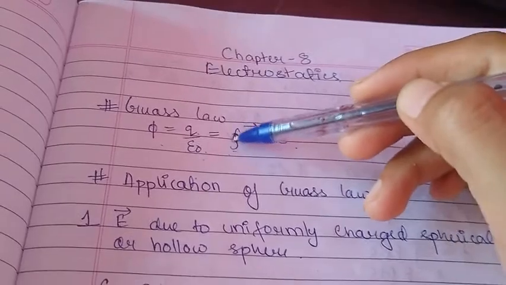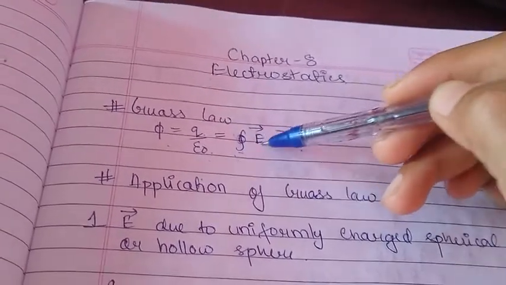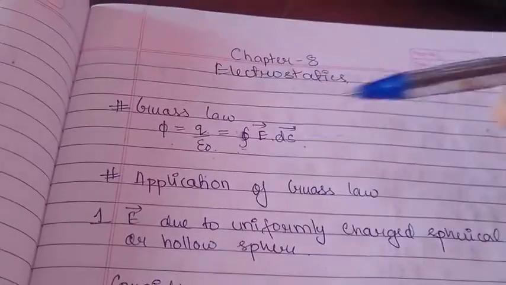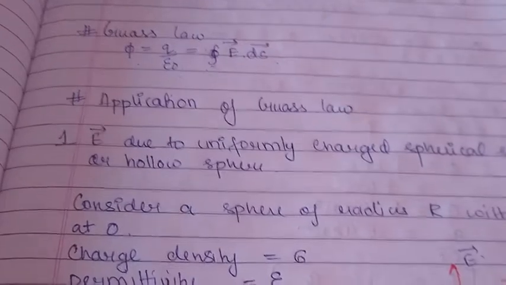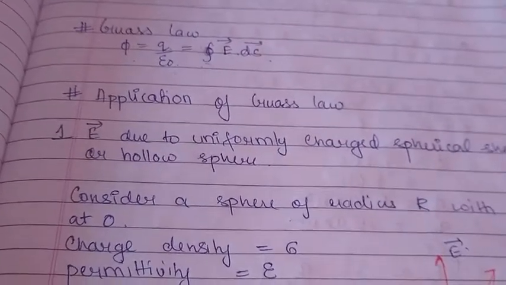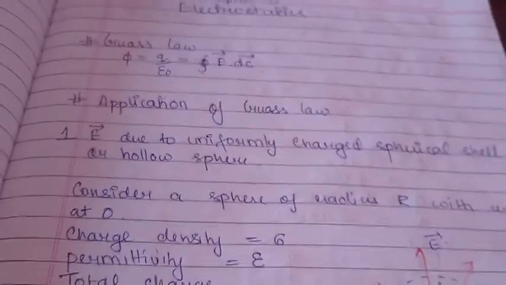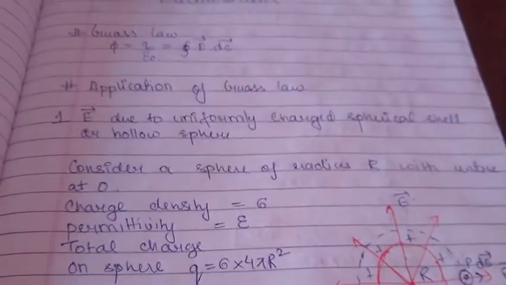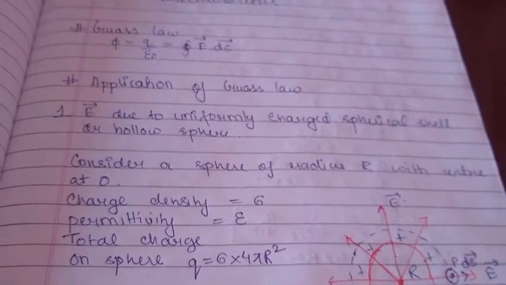Now this sign means that it is a closed surface, so the integral of E dot ds, that is electric field intensity into the area. Basically this is the Gauss law. As you have learned the Gauss law in your previous year also, there are some applications of the Gauss law which will make your concept more clear. So today we'll be learning the first application.